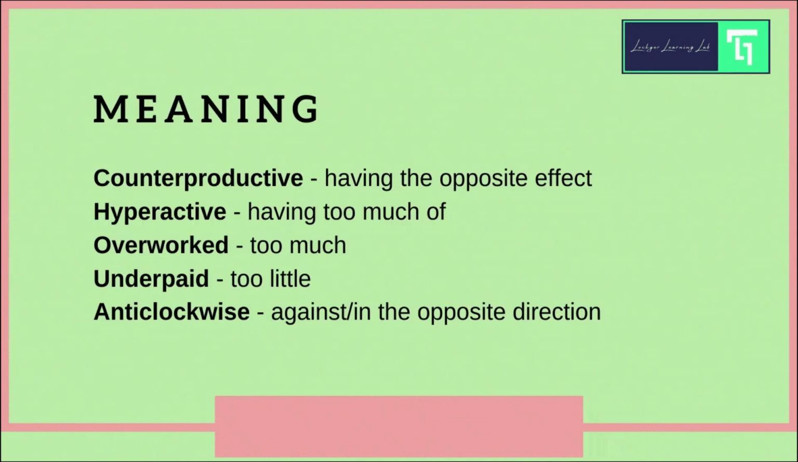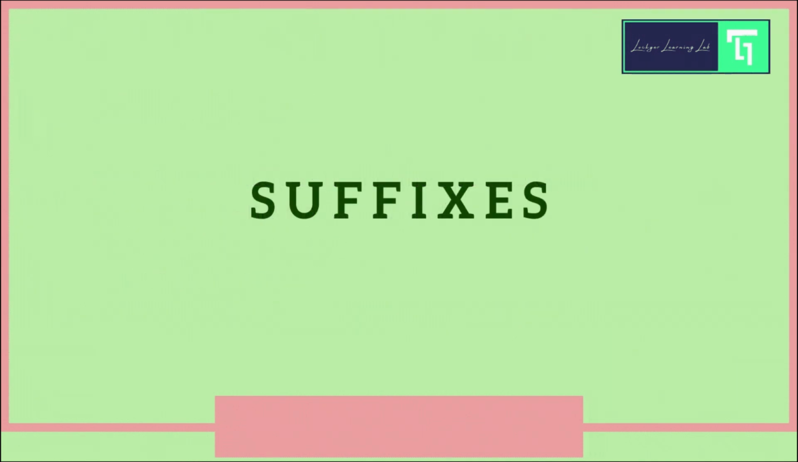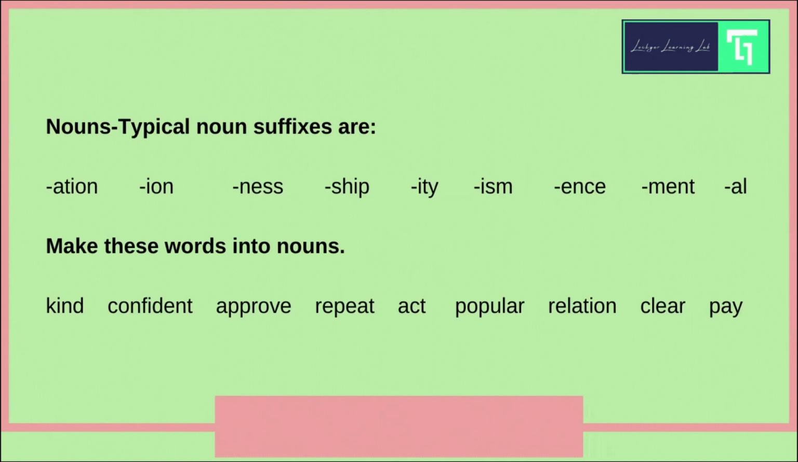We're then going to look at suffixes, looking at nouns. Now there are some typical noun suffixes. You can see them here: tion, ation, sion, ness. These are the typical ones. But here we've got an adjective, kind. I'm going to change it into a noun. So what would the noun of kind be? Well, the noun would be kindness. Kindness is a very important quality in a person.